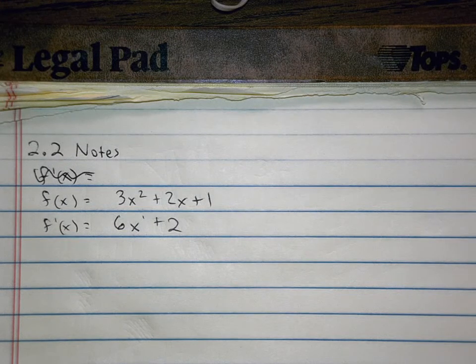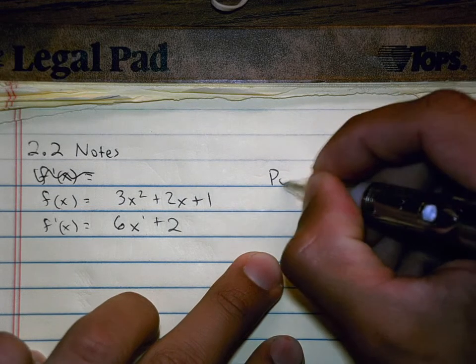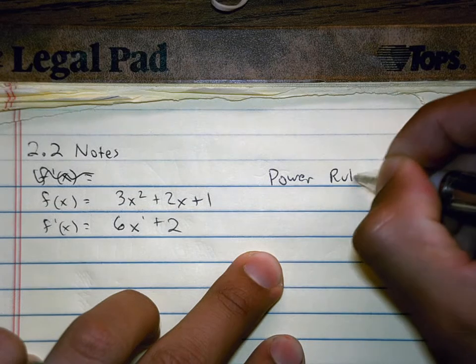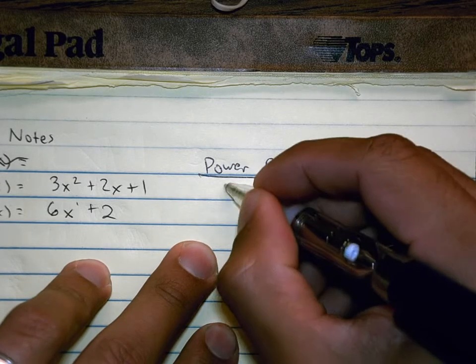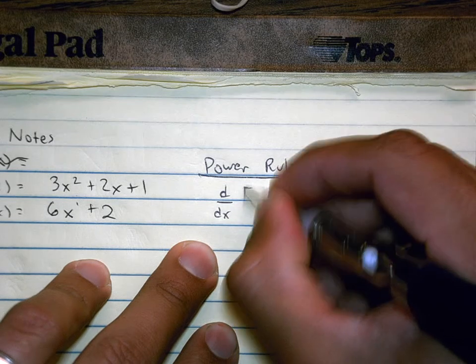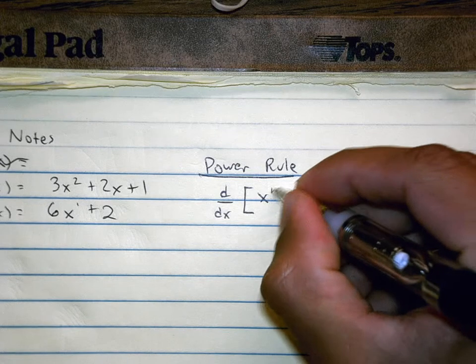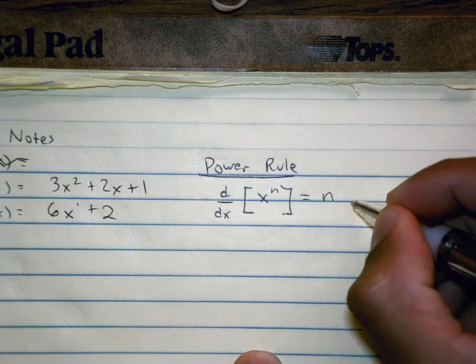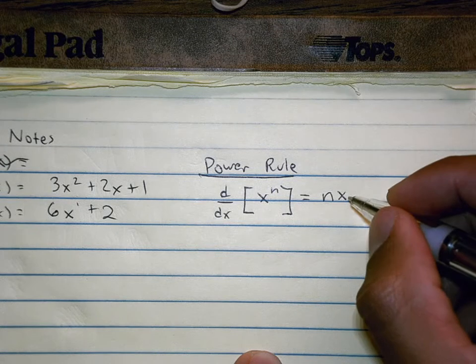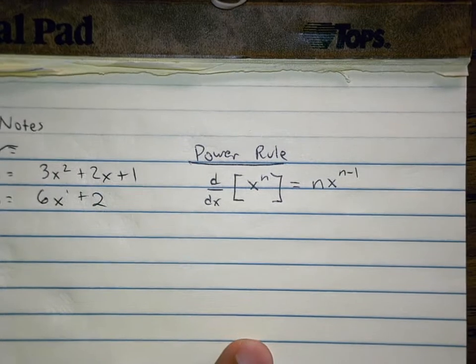So, if you don't know how I found the derivative, we're going to write down the rule right now. It's called the power rule. So I'm going to write it right here. The power rule is this: d over dx of x to the nth power is equal to n times x to the n minus 1 power. This is the power rule.